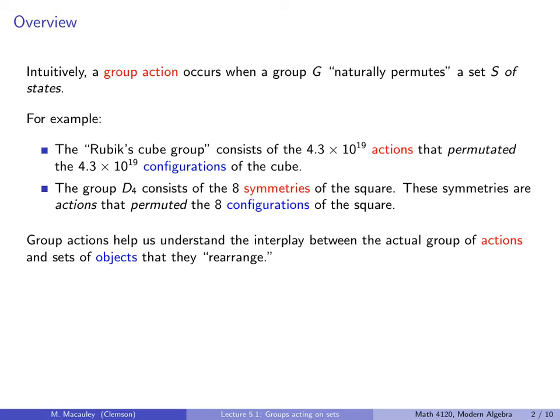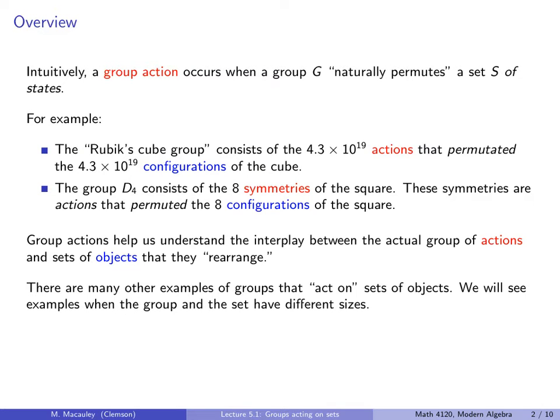Group actions help us understand the interplay between the actual group of actions and the sets of objects that they rearrange. There are many other examples of groups that act on sets of objects. We will see examples when the group and the set have different sizes. In these two examples above, there was a bijection between the actions and the configurations. But in general, this need not happen.